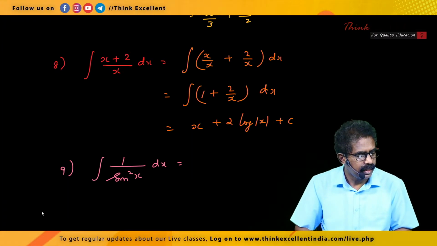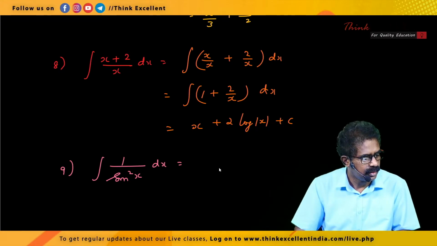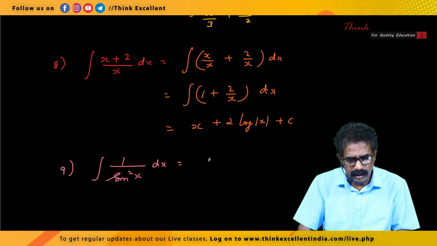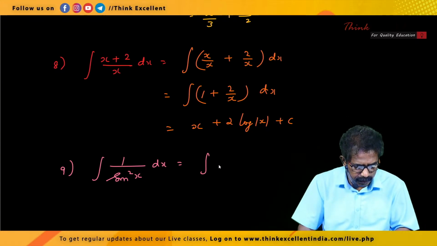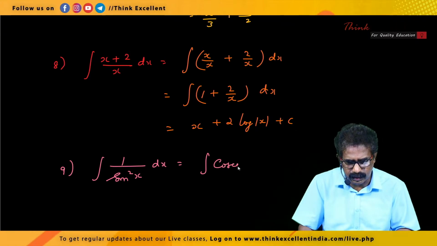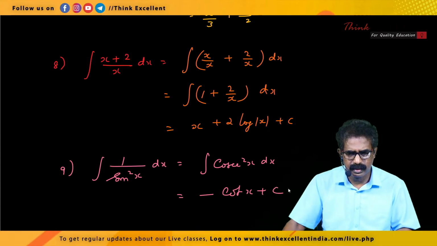Integral 1 by sin square x. Just take it to the numerator, right? Yes, Deepak, Subhashini got the correct one. 1 by sin means cosecant, so when you take it to the numerator, it becomes cosecant square x dx. Direct formula: minus cot x plus c, right?